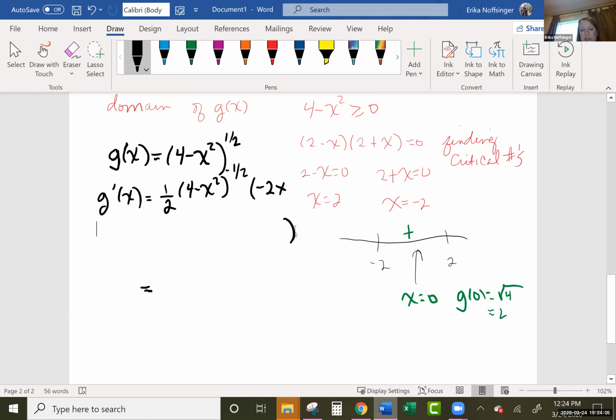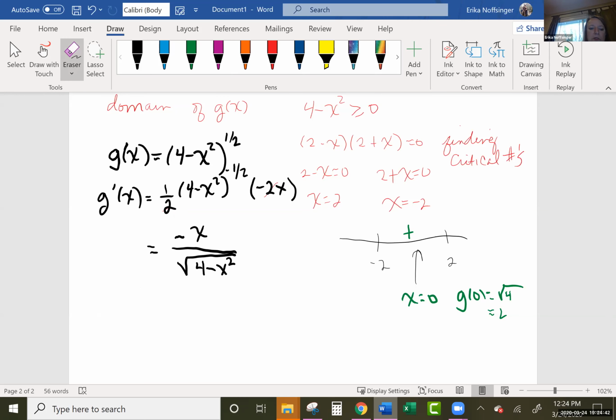We can bring down and we can cancel. So I notice I have a 2 in the numerator, I have a 2 in the denominator. I have a negative x left in my numerator, all divided by the square root of 4 minus x squared. And so I'm looking at, when is this equal to 0?